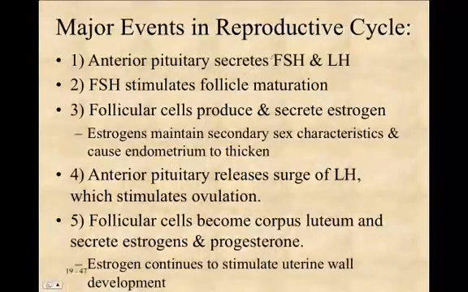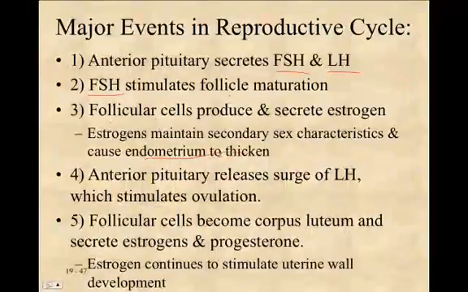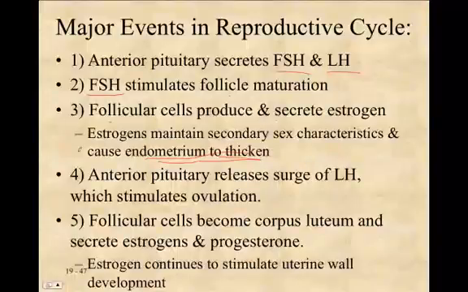Again, the anterior pituitary is going to secrete that follicle-stimulating hormone and luteinizing hormone. The follicle-stimulating hormone is going to stimulate the follicles to mature, and the follicular cells will start to produce and secrete estrogen. Estrogen will start the endometrium to thicken, okay, so it starts thickening that endometrium. Then the anterior pituitary is going to release a surge of luteinizing hormone that's going to stimulate ovulation.